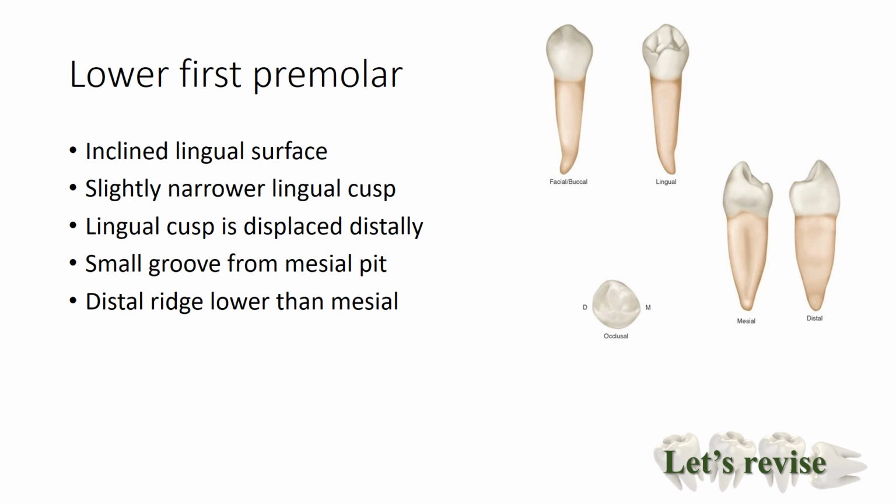You can see here that it's almost not really a cusp at all. It's almost like a shelf or a ledge, and sometimes it really can appear like that. It's displaced distally, so this to here you can see this is displaced distally. So the lingual cusp is displaced distally, and there is a small groove from the mesial pit. So you see here, this is the mesial pit, a small groove that's coming through on the mesial side there. The distal ridge is also much lower than the mesial ridge.